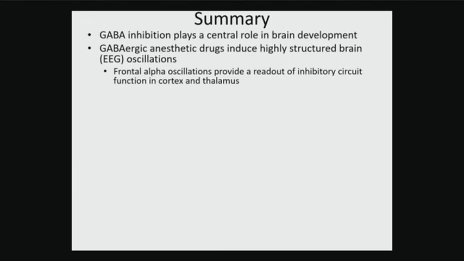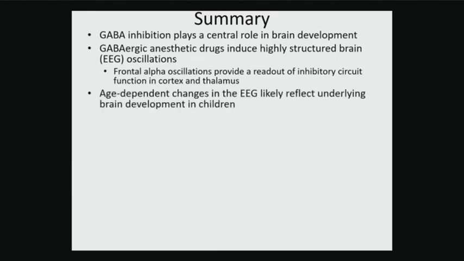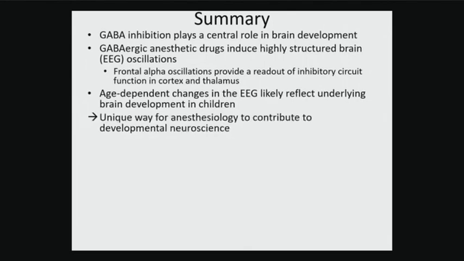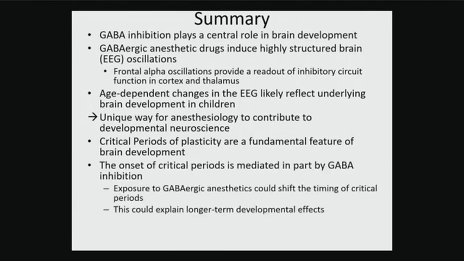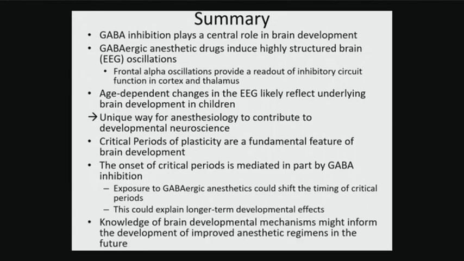So I'll just wrap up. GABA inhibition is a central player in development. We can see GABAergic oscillations in the EEG under anesthesia that change as a function of age, which almost undoubtedly would help us map out development. Critical periods of plasticity are essential for development, and the onset of those is mediated by changes in the inhibitory and excitatory balance. Maybe it could explain, in certain cases, longer-term developmental effects. In the end, I think knowledge of brain developmental mechanisms can help us develop improved anesthetic regimens in the future if these neurotoxic effects are, in fact, producing a clinically significant effect.